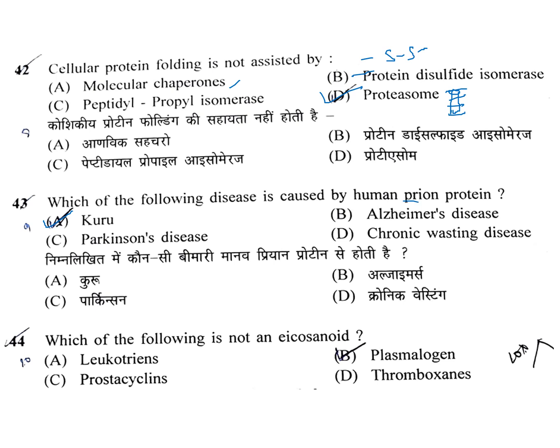Now, which of the following is not an eicosanoid? Leukotriene, prostaglandin, plasmalogen, or thromboxane? So, the right answer is plasmalogen.